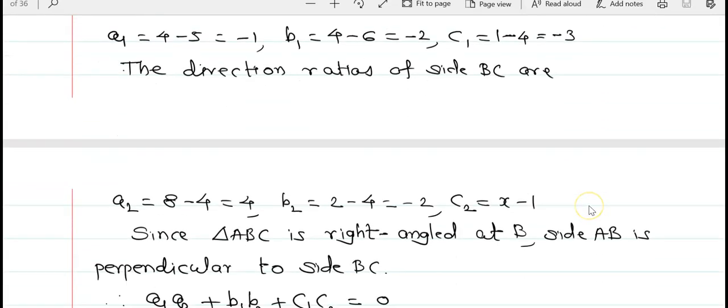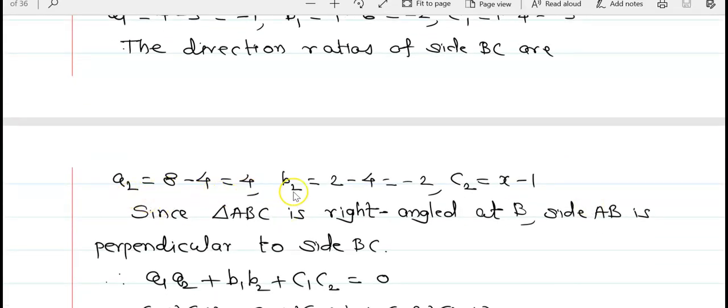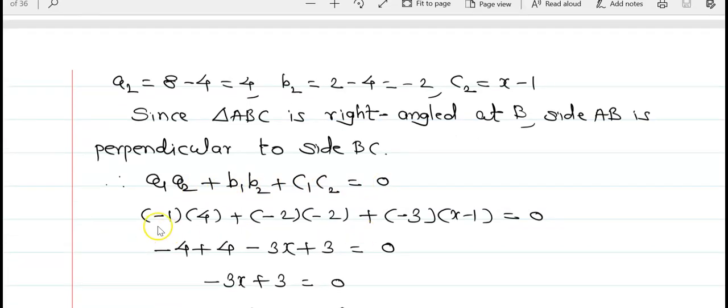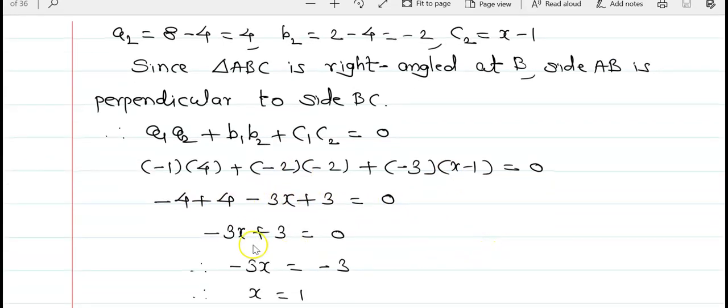Direction ratios of the side BC are A2, 8 minus 4 is equal to 4; B2, 2 minus 4, that is equal to minus 2; and C2, X minus 1. Since the triangle ABC is right angled at B, the side AB is perpendicular to side BC. A1 into A2 plus B1 into B2 plus C1 into C2 is equal to 0. Make their product. Minus 1 into 4 plus minus 2 into minus 2 plus minus 3 into X minus 1 is equal to 0. That is minus 4 plus 4 minus 3x plus 3 is equal to 0. Minus 3x plus 3 is equal to 0. That is, minus 3x is equal to minus 3. And that's why x is equal to 1. The value of x is 1.